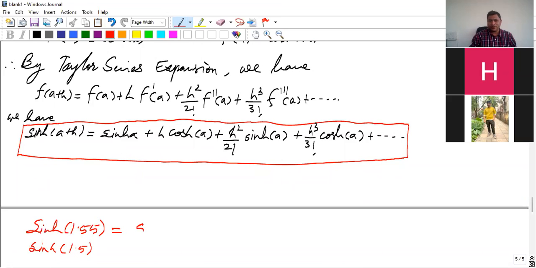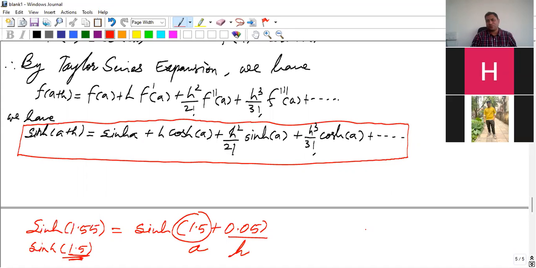Okay, so this is going to be sinh(1.5 + 0.05). Because we know this value, we know what happens at 1.5. We want to calculate what happens at 1.55. Till 1.5 we know; what we don't know is this term. So this is going to be a and this is going to be h. Have you got the idea what is a and what is h?